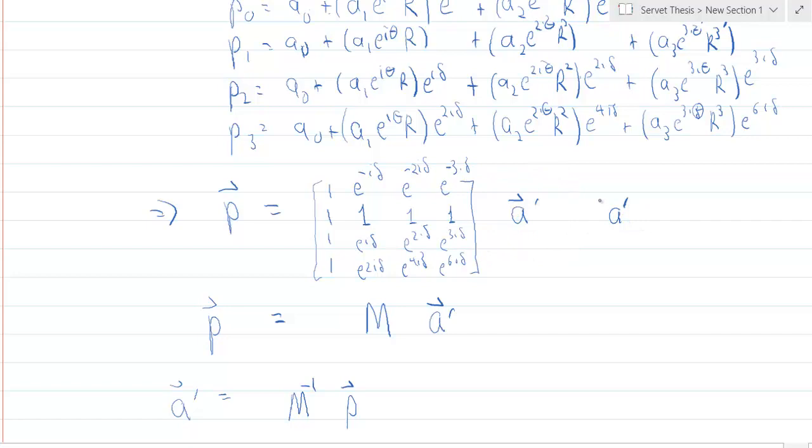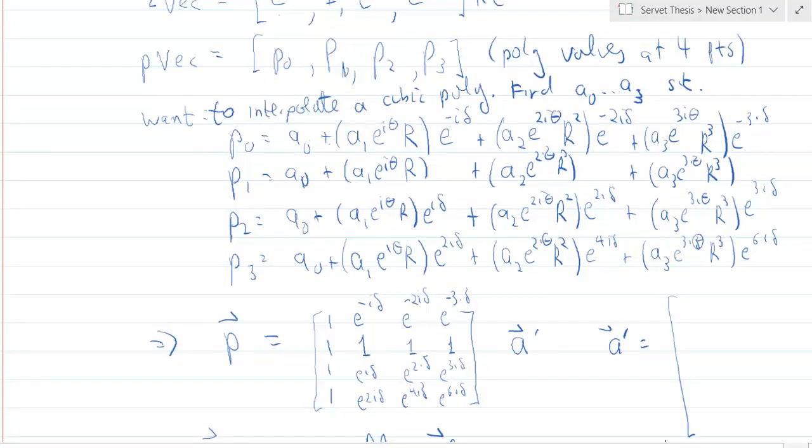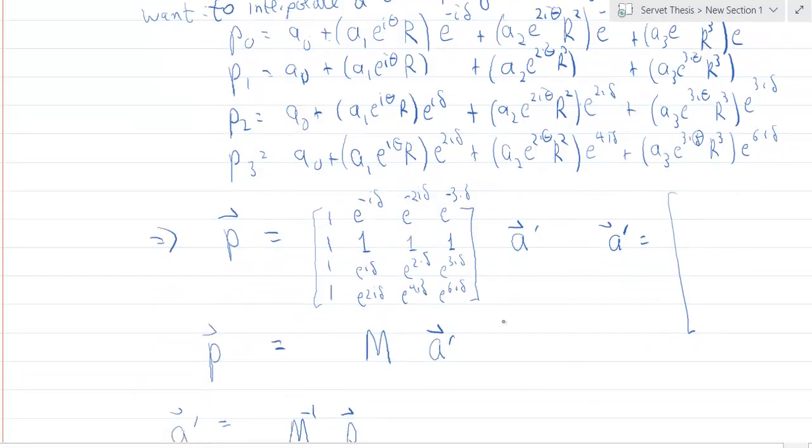A prime is a little bit different from A, but this makes the solution easier. Notice that here I have consistently A0, A1 e to the I theta r, A2 e to 2I theta r squared, and A3 e to the 3I theta r cubed. And that's consistent throughout the 4 equations. So my A prime is going to look like this.